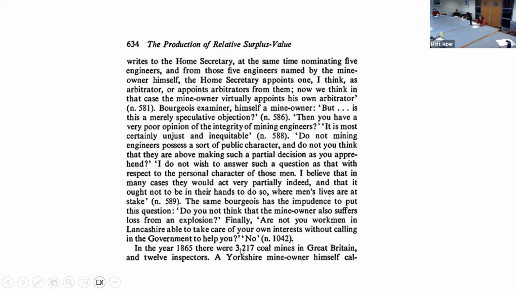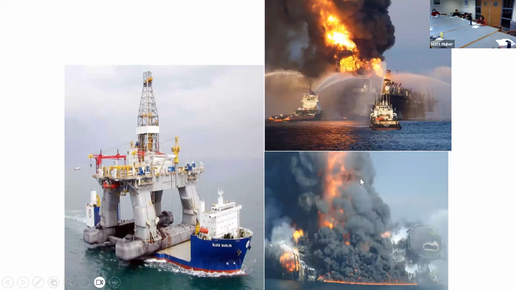So in 1865, there were 3,217 coal mines in Great Britain and 12 inspectors. How are those 12 inspectors going to have any capacity to actually inspect whether these mines are safe or healthy for the workers? That's going to be very hard for 12 inspectors. And it reminded me of an example I use in my lectures, which is that a lot of people thought one of the biggest problems with the Deepwater Horizon oil blowout catastrophe, the oil spill, had to do with lack of oversight of the safety operations on offshore oil drilling.